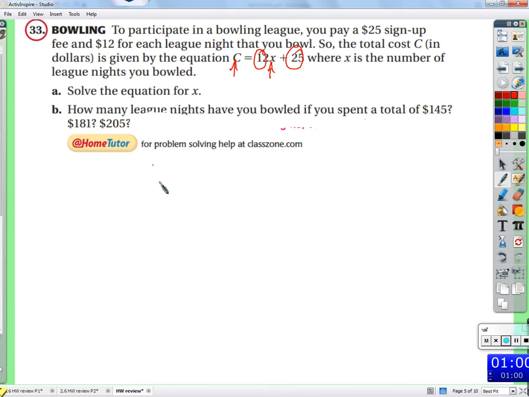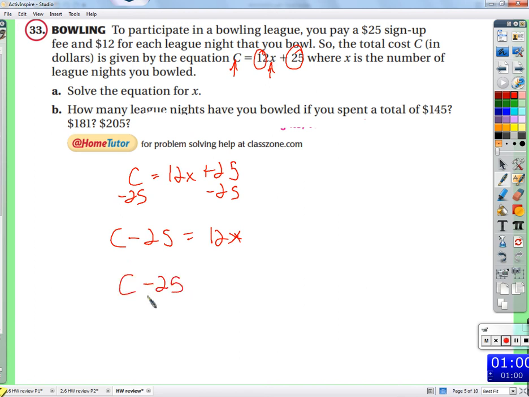All right, solving the equation for x. Start with C equals 12x plus 25. Subtract 25. Subtract 12? But subtracting 12 from something that's being multiplied by 12, does that cancel out that 12? No. C minus 25 equals 12x. And now what? Divide by 12. Exactly. C minus 25, divided by 12.